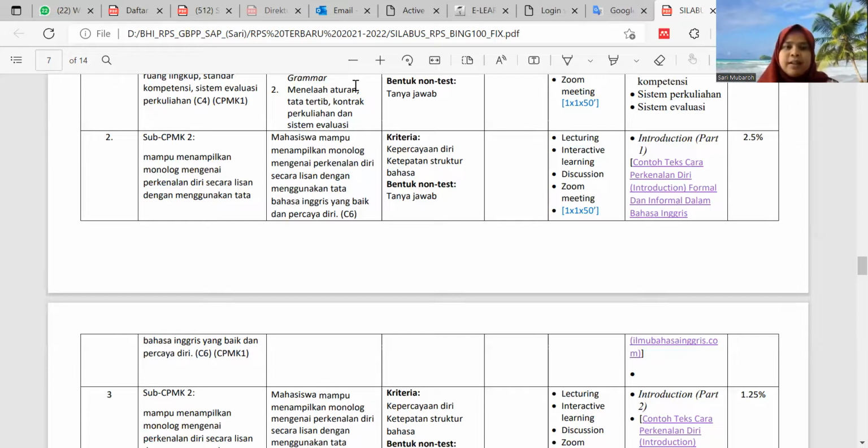Write about yourself, talk about you in details. Not on a piece of paper, just write in Microsoft Word, and send your file in e-learning. You have to upload your writing in e-learning. I will give the assignment column in our e-learning.